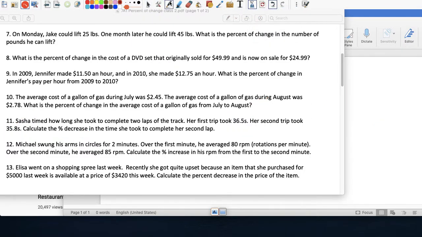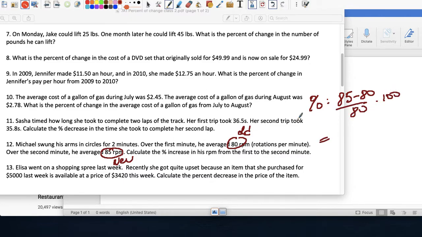12. Michael swung his arms for 2 minutes. Over the first minute, he averaged 80 rotations per minute. And the second minute, he averaged 85 rotations per minute. So this is the old and this is the new. How much did it increase?